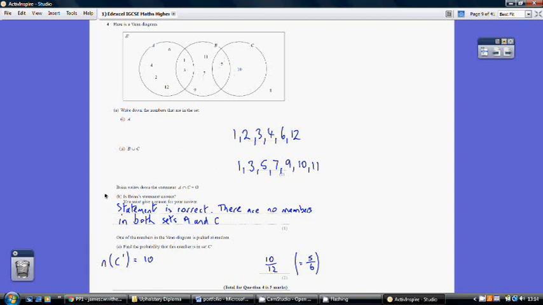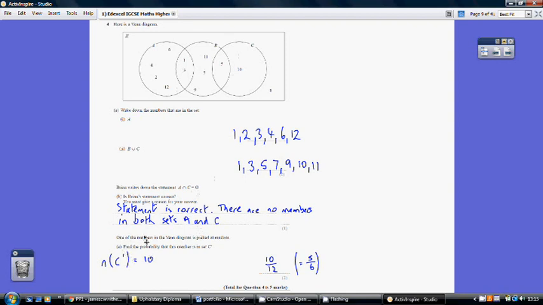Now part B, Brian writes down the statement A intersection C equals an empty set. So this is correct because this means that there are no numbers that are in both A and in C, and that's correct. A and C do not overlap, so it is true. There are no members in both sets A and C.